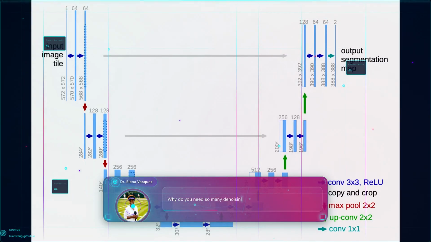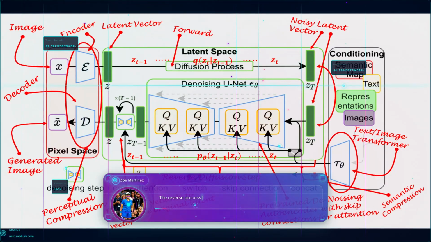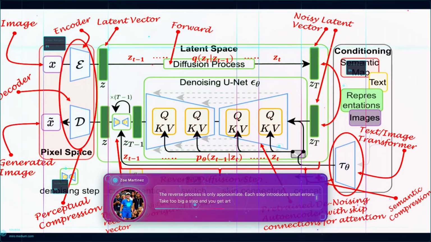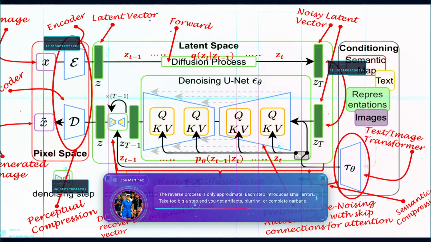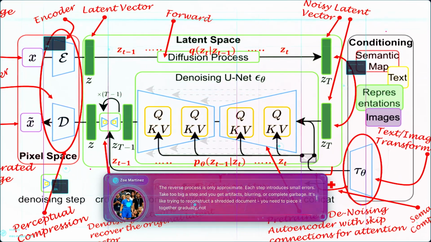Why do you need so many denoising steps? Can't you just jump directly to the final image? The reverse process is only approximate. Each step introduces small errors. Take too big a step and you get artifacts, blurring, or complete garbage. It's like trying to reconstruct a shredded document. You need to piece it together gradually, not all at once.